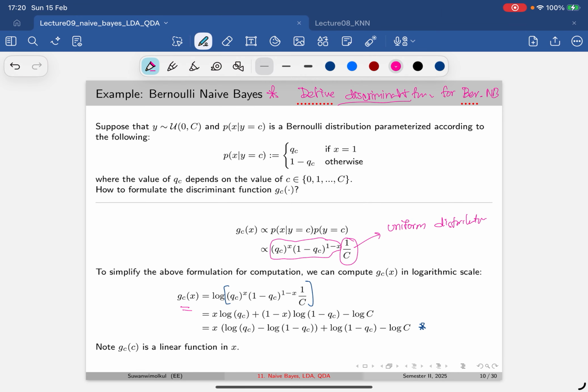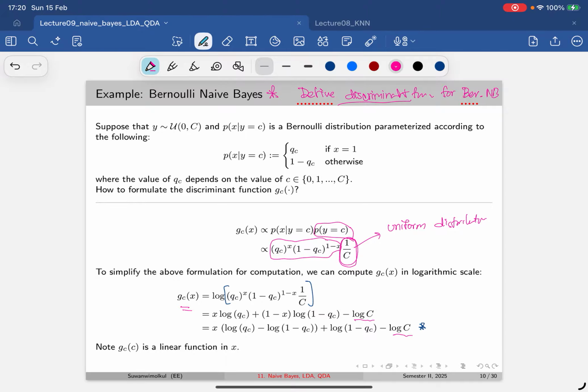Okay, yeah, so that's it. One thing: if C is uniform, that means your prior is not helping you. That's because it's just like a constant here. It doesn't tell you whether it's likely to be in one class over the other. So that's one thing.